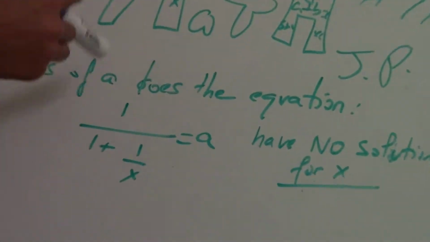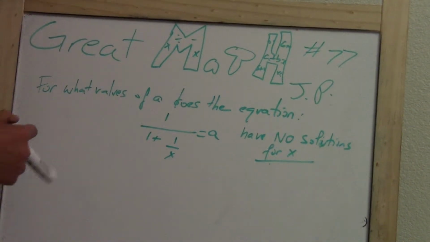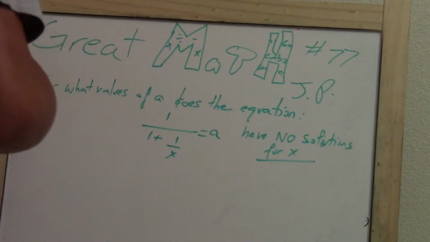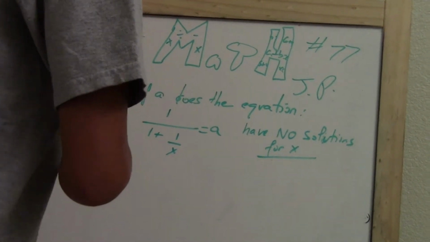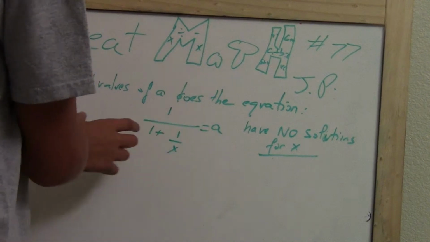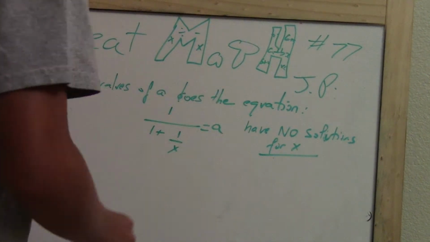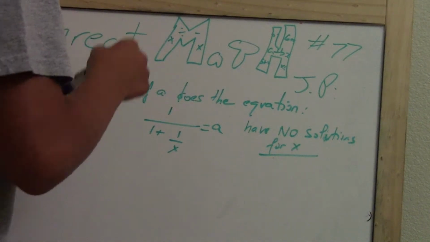For what values of A does the equation 1 over (1 plus 1 over x) equal A have no solution for x?